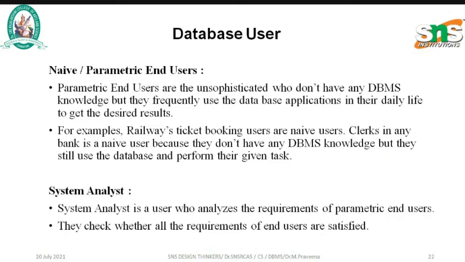Next, let us see about the naive or parametric end user. The parametric end user, or unsophisticated user, doesn't have any DBMS knowledge but frequently uses database applications in daily life. For example, in banking systems and railway systems, the users will not know about SQL queries or the database management system. They just know how to create a bill using this system. So railway ticket booking users are naive users. Clerks in any bank are naive users because they don't have any database knowledge, but they still use the database and perform their given tasks.